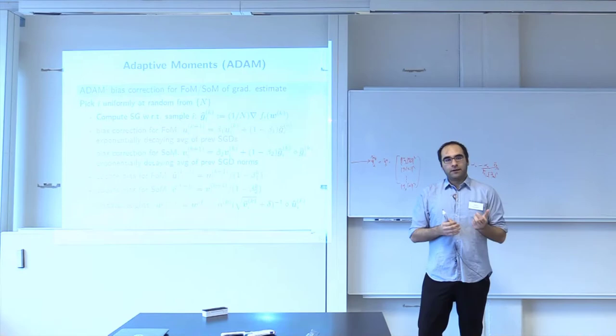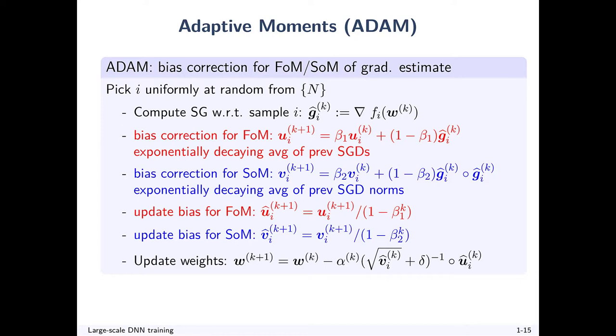Right, so the first couple of steps are the same as SGD. You pick a sample i, and then you compute the stochastic gradient g_i. And then you first of all compute a bias correction term for the first order moment, and that's the mean of the gradient. So you compute a bias correction term for the first order moment. Here I have called it u_ik.